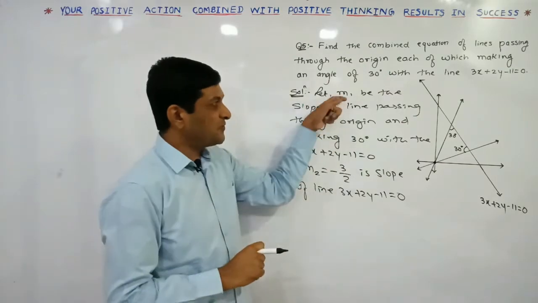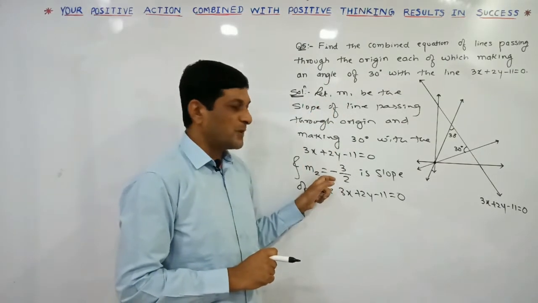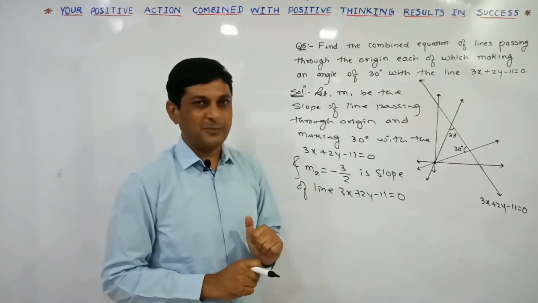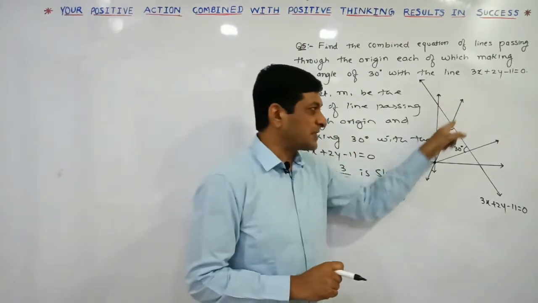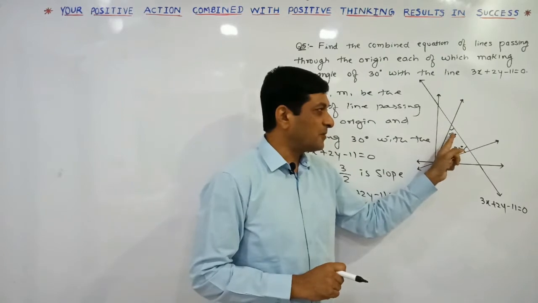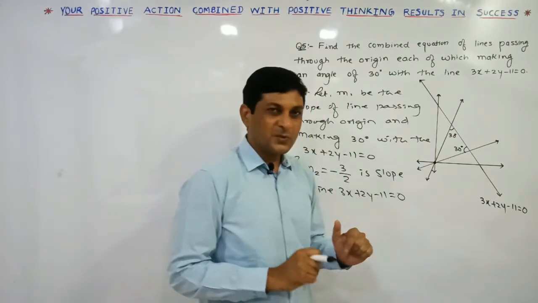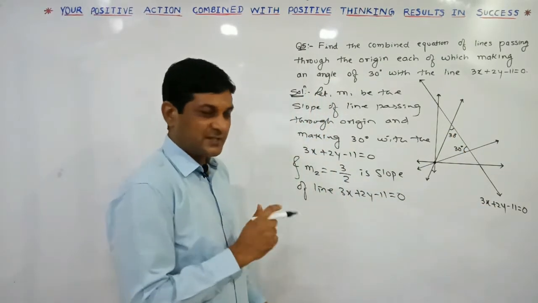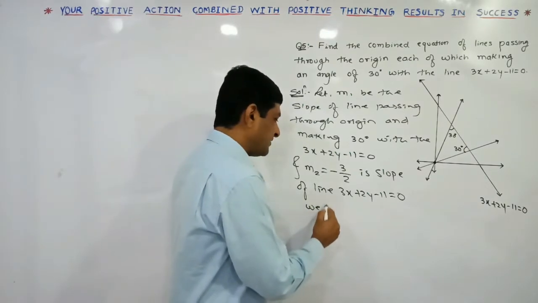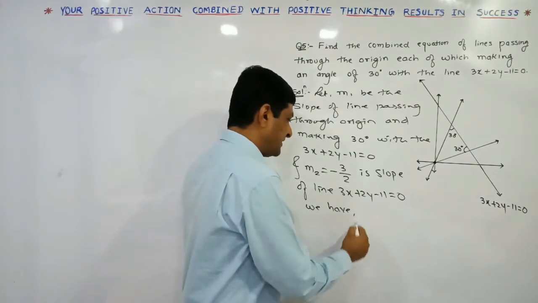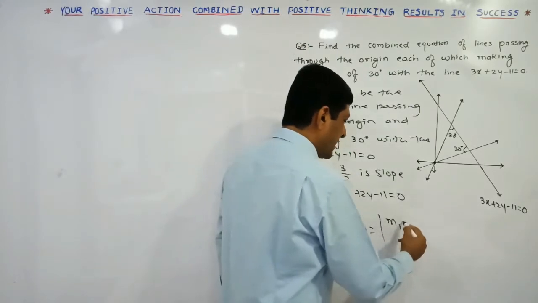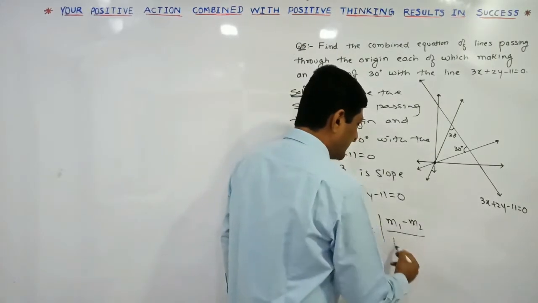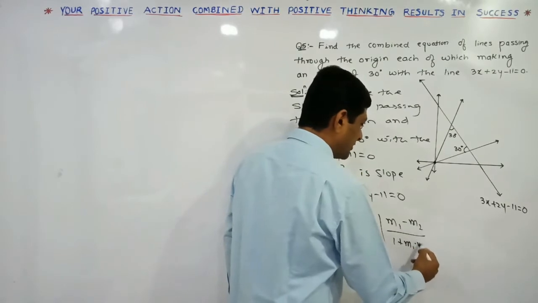So the slope of the first line we have denoted by m1, and the slope of the second line we have denoted by m2, where m1 is nothing but the slope of our required line which passes through the origin and makes an angle of 30 degree with this line. Here theta is known to us, so that's why we are applying the formula that tan theta is equal to mod of m1 minus m2 upon 1 plus m1 into m2.